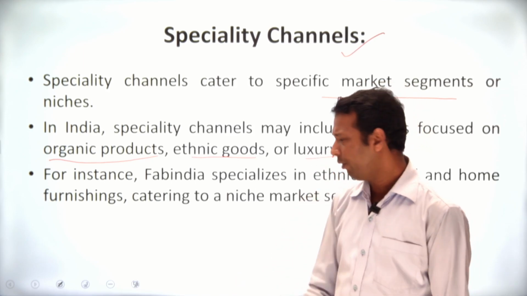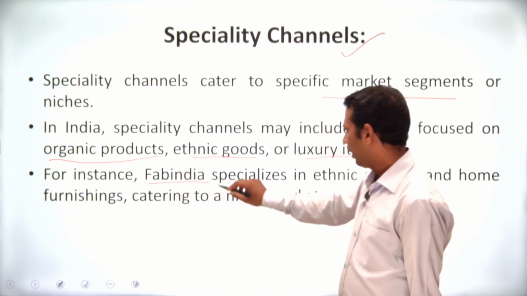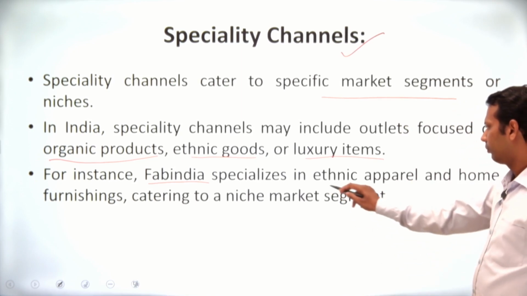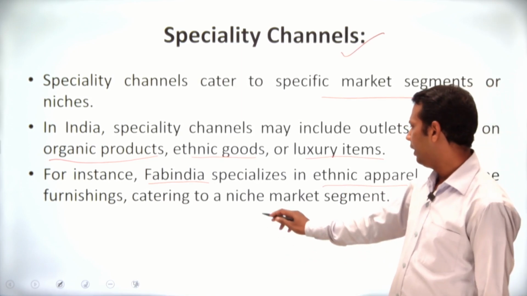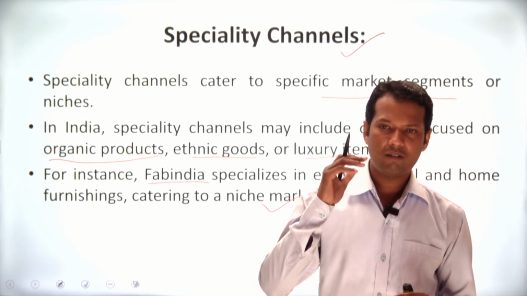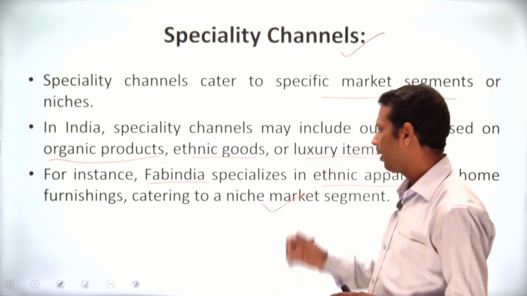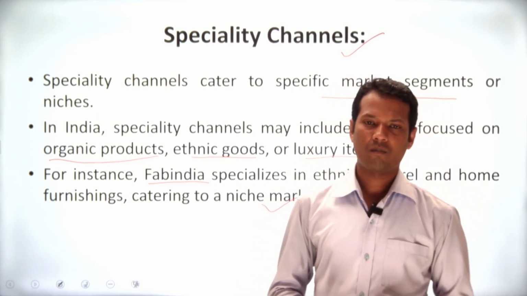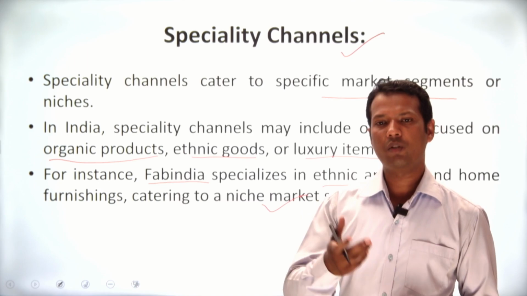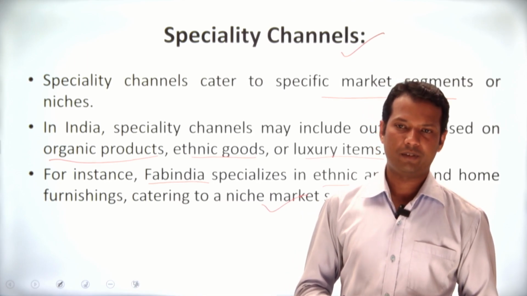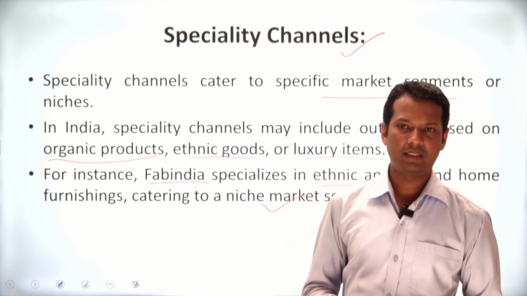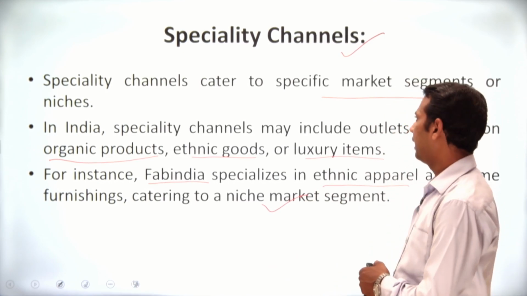Okay, for example, Fab India. Okay, this is one of the brands. What they do is specialize in ethnic apparel and home furnishing, catering to a niche market segment. Okay, so they are focused on particular apparel and particular furnishings. Those are the products through which Fab India is going to focus on the targeted market segment. They're not going to target the entire population, they're going to target a certain segment. Okay, so this is all about the specialty channel.